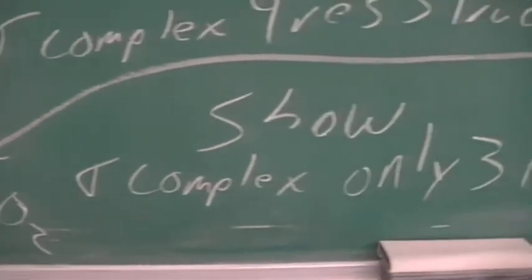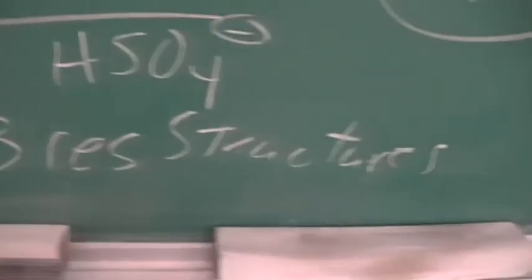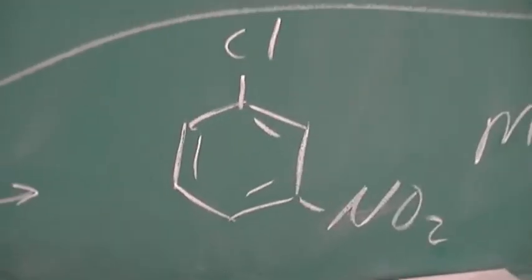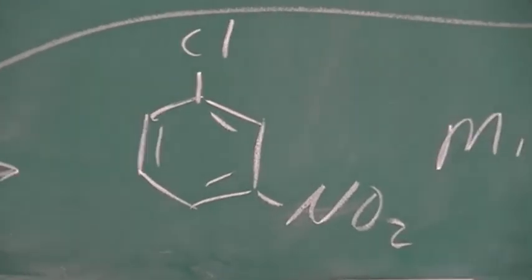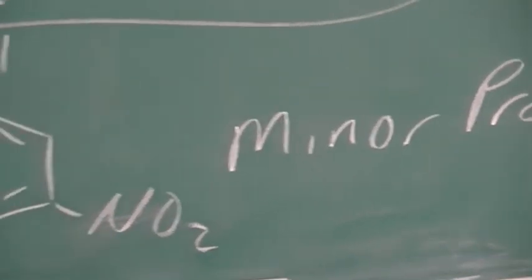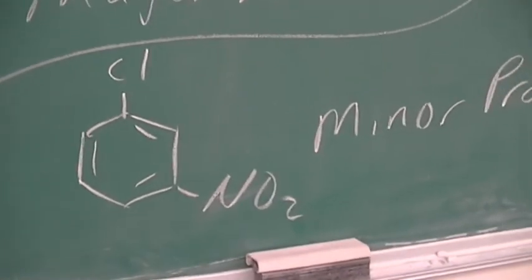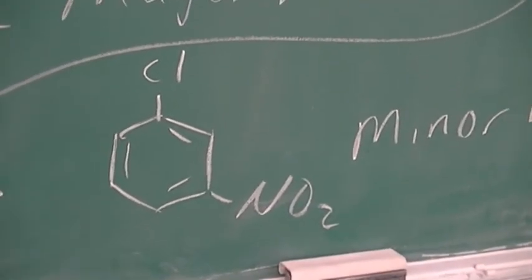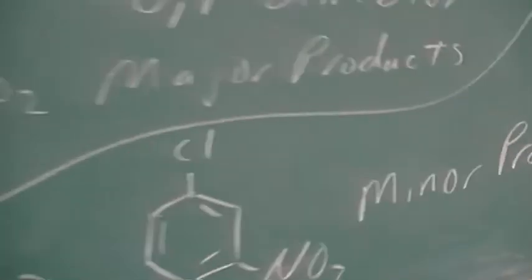That one is not possible with the meta substitution. And so your meta-nitrochlorobenzene is a minor product. A very, very small amount of this will be found when you do this reaction.